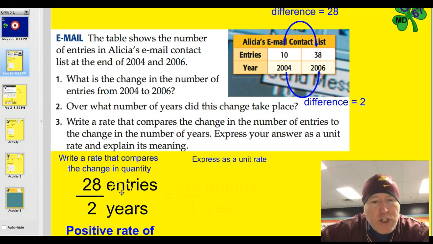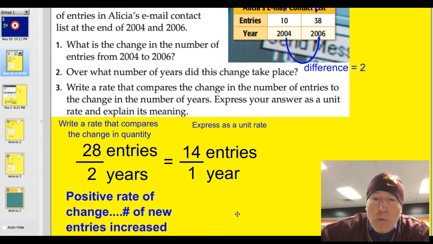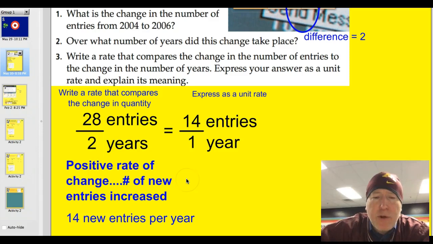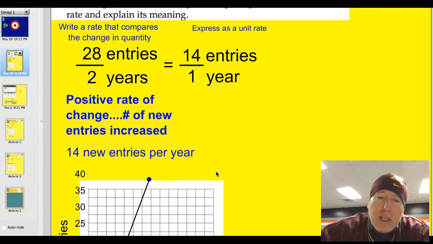So when you've got your ratio set up, or your fraction, however you want to think about it, it's definitely here 28 per year. You can just simplify that then, just like you would simplify a fraction, down to 14 entries per 1 year. So 14 to 1. So that's a positive rate of change. This number of new entries increased. So 14 new entries per year.